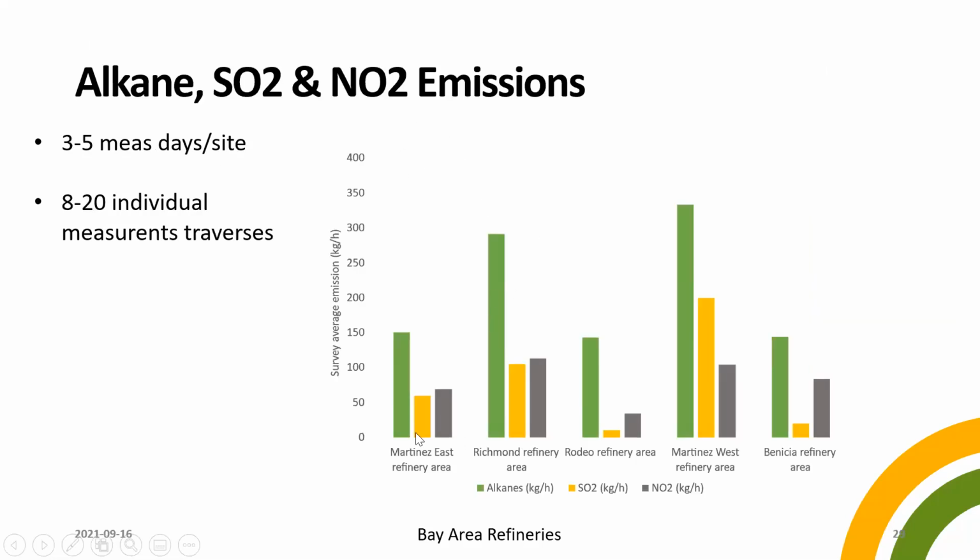Okay, so these are some of the refineries. These are some of the results. We did about 3 to 5 measurement days per site, and each site corresponds to about 18 to 20 individual measurement transects or traverses across the plume, and it includes upwind measurements and downwind measurements. And what you can see here is the alkanes, and you can see SO2, and you can see NO2. I should point out that SO2 and NO2 are measured by the UV, the sky DOAS measurement.